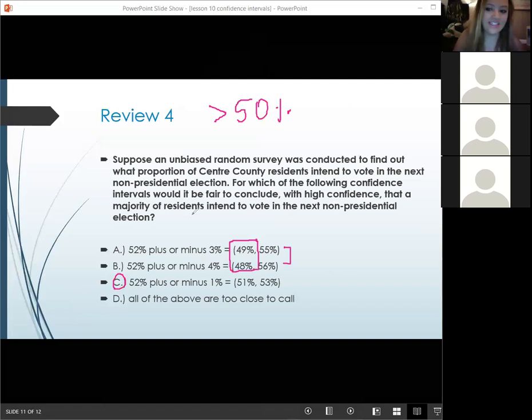Okay, the main idea here is to understand that if we want to have high confidence of something being your population parameter, you want your confidence interval to be above that, because that means there's only a small percent chance that it's outside that confidence interval. So this is saying that we're confident that it's within this, which is everything above 50%. Since these two contain 50%, what if both are below? If both are below 50%?